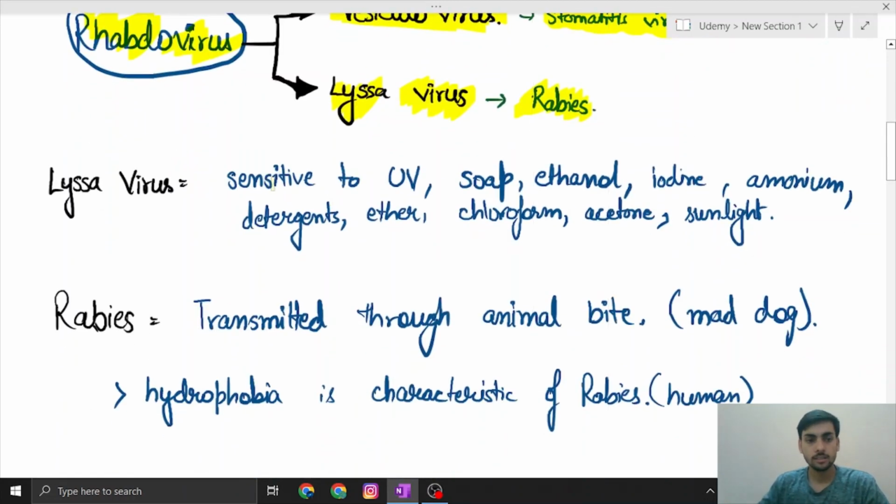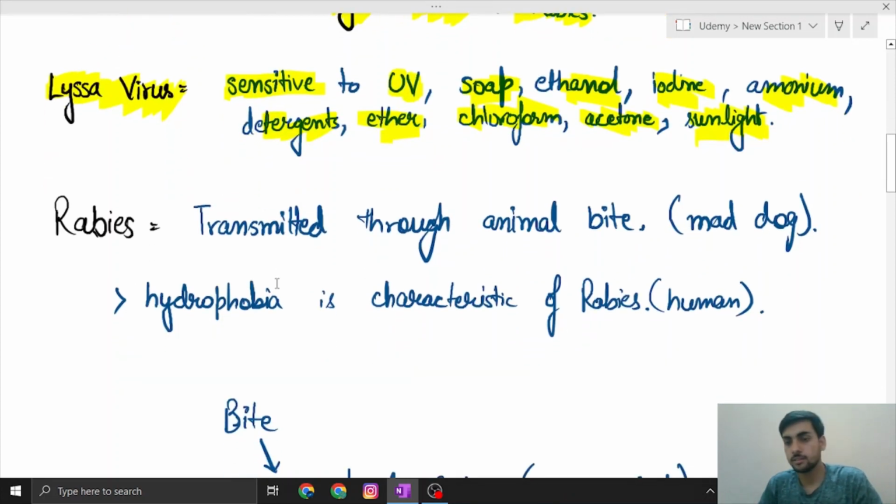Now, Lyssavirus, which is rabies, is a very sensitive virus. It is so sensitive that it can be destroyed if it comes in contact with or under the direct influence of UV, soap, ethanol, iodine, ammonium, detergents, ether, chloroform, acetone, and even sunlight. Since it is so sensitive, its inoculation is a little hard. You can say that only 50% of the patients get this rabies virus.